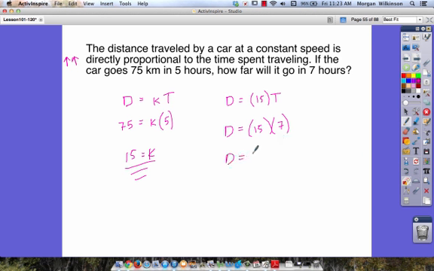The distance must be equal to 105, and in this problem we've got kilometers. So we've got our final answer. You go ahead and box that and move on. Again, we could have used a proportion to solve this, but we could also use this directly proportional relationship where we have distance equals our constant of proportionality times our time in order to find our answer.